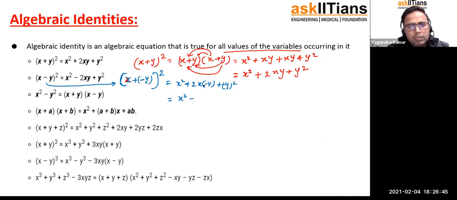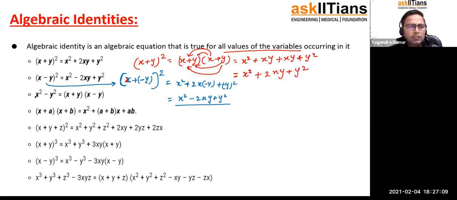So what do we get? x square. This minus will change this plus, so 2xy, plus minus y square is what? y square only. So this is what we are getting, right? First term, there are two terms here. You can see clearly in this bracket, there are two terms. First term, second term. So first term square, second term square, and product of them doubled. Right? That's what you need to remember.